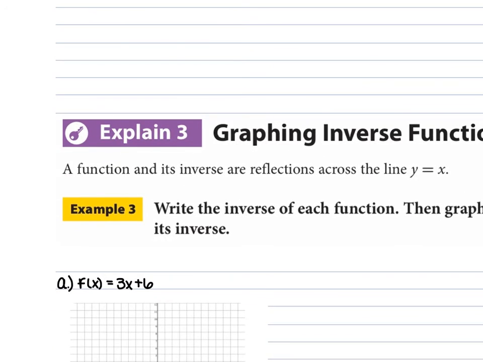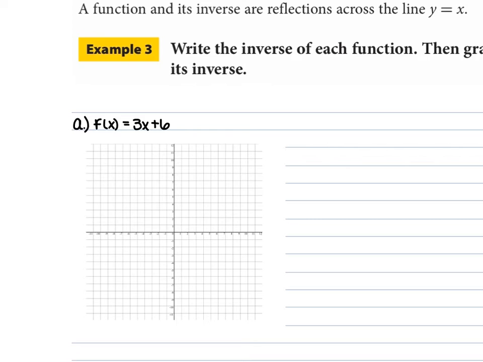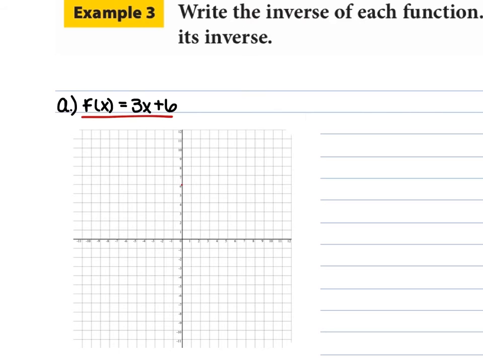For our last section in our notes, we're writing the inverse of each function and graphing both the original and the inverse. So for example A, we have f of x is equal to 3x plus 6. I'm going to graph this one in red and do the inverse in blue.